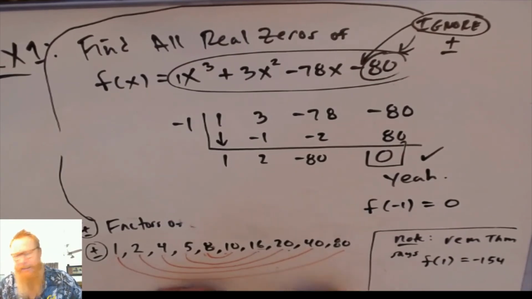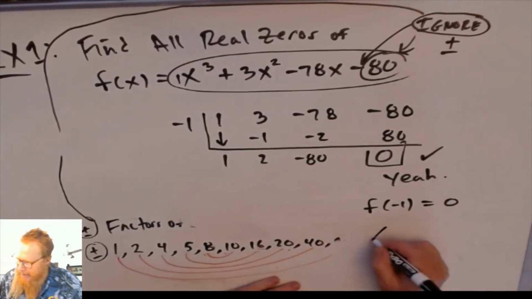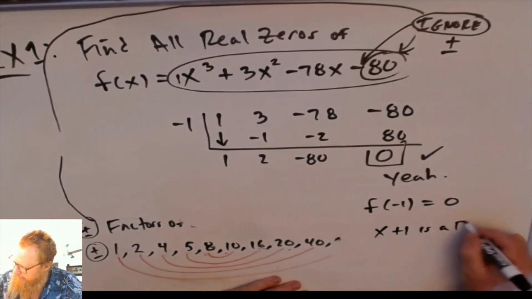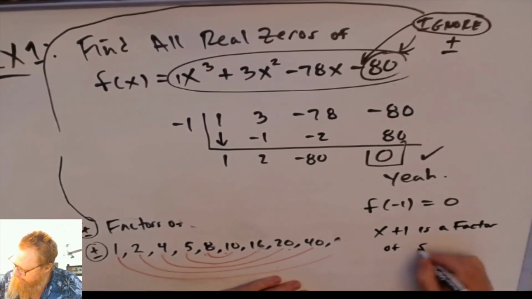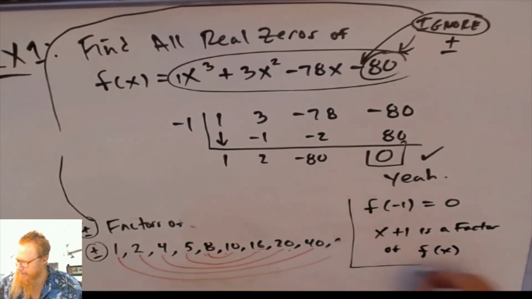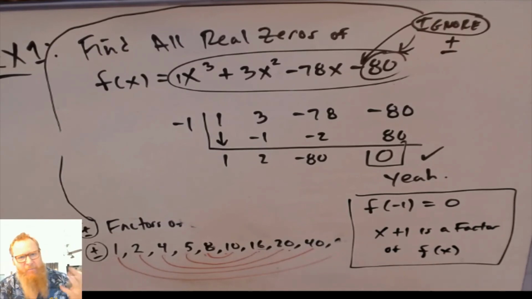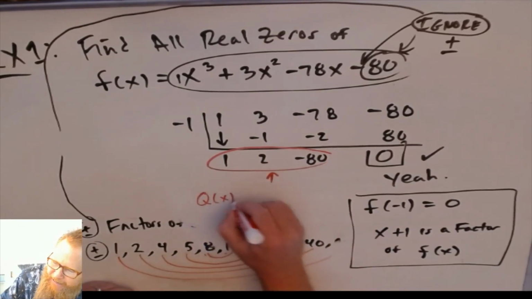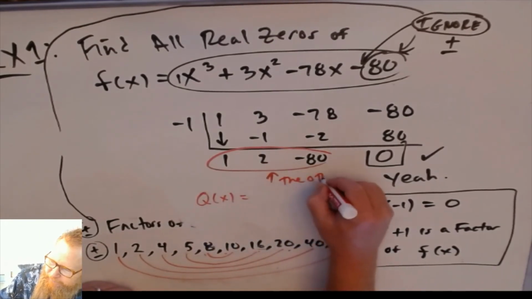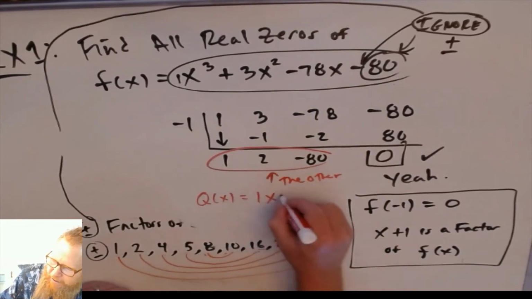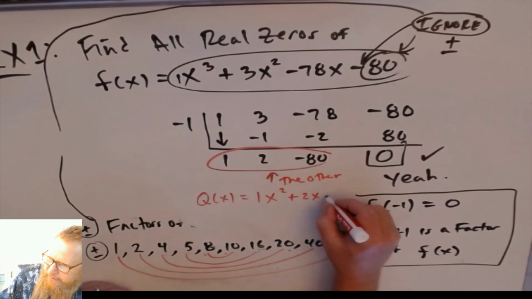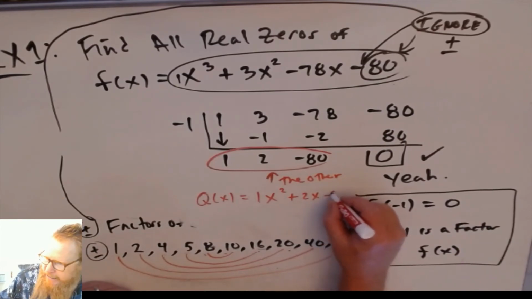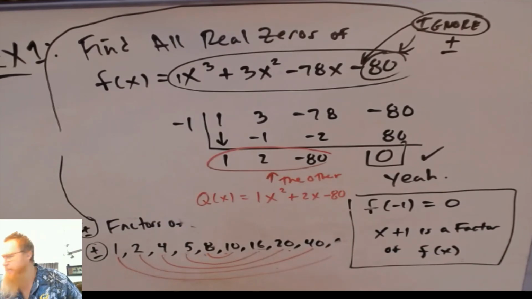That's pretty cool, yeah? So that tells me that x plus 1 is a factor of f of x. Factor theorem and remainder theorem, they work together. They're two sides of the same coin. Okay, and then I don't even have to continue dividing. I know that q of x is the other factor. So that would be 1x squared plus 2x minus 80. That would be my other factor.